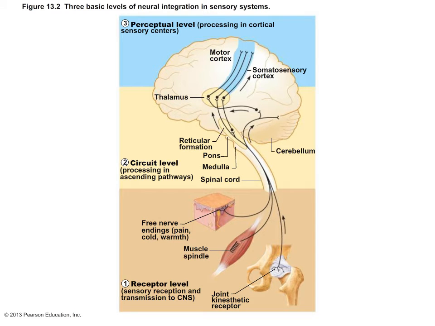We then enter the circuit level, and this is where processing happens within the spinal cord and also the lower areas of the brain. Basically, within the circuit level, the nerve impulses are propagated up the spinal cord to the relay stations of the brain, which include the thalamus and sometimes the pons. Now, once we reach the circuit level, those nerve impulses will be propagated up to the appropriate region of the cerebral cortex, where both sensation and perception occur.